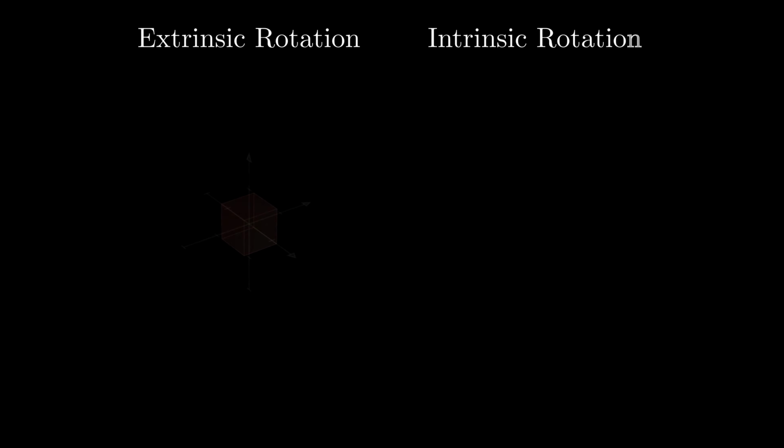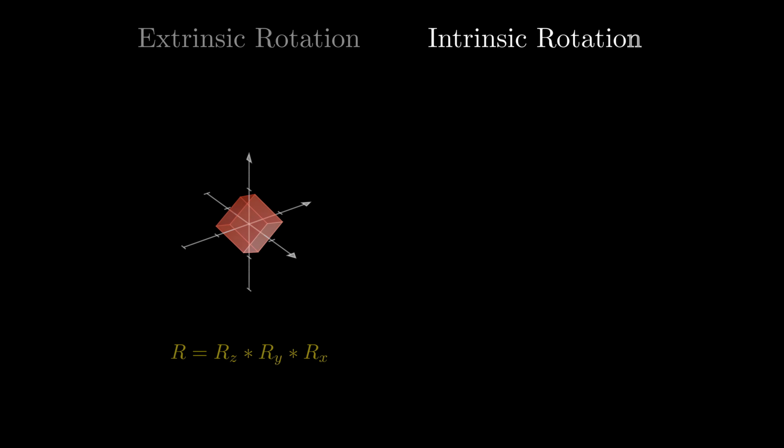Now there are 2 ways to interpret these rotation sequences: extrinsic and intrinsic rotations. Extrinsic rotations happen around fixed world axes. If we do an extrinsic x, y, z sequence, we rotate around the world's x-axis, then the world's y-axis, and then the world's z-axis. The axes don't move. The matrix multiplication is Rz times Ry times Rx, where the rightmost matrix is applied first.